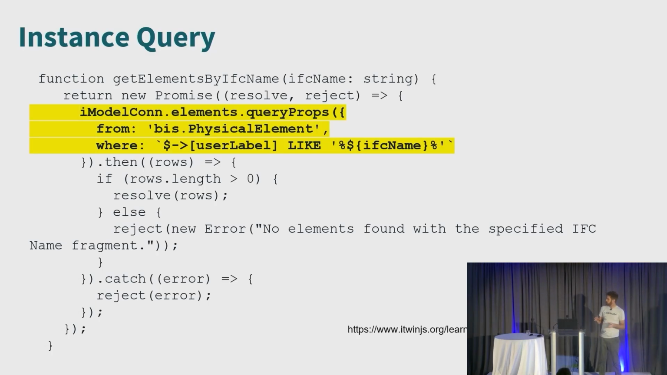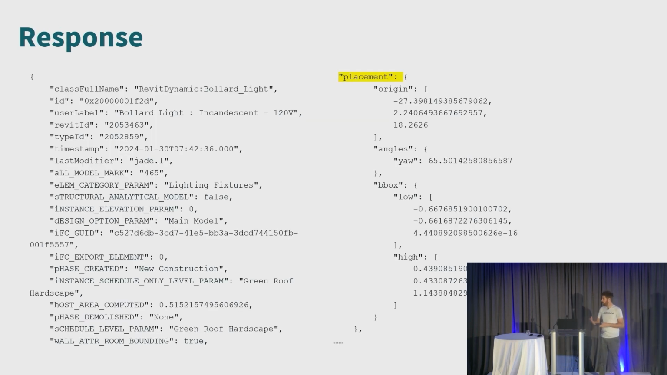How I'm doing it? There's something in iTwin.js called an instance query. Basically, it's just a SQL query. I'm telling it to get me all the physical elements in my model where the name matches whatever my query parameter is. And it's returning JSON, as you'd expect, a whole bunch of metadata for each of those objects, but importantly on the right, placement information. So the iModel can tell me where in my design my light or my chair or my table exists.